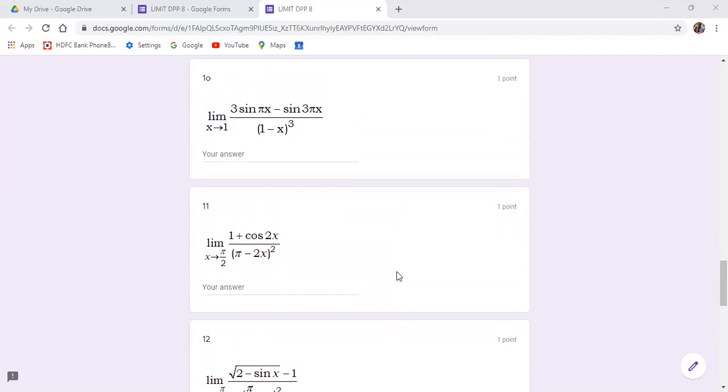This is a little tricky question. Anybody got the answer for this one? I don't think so. No. Sir, I got it as minus 4 pi cube. Yes, sir, let me check also.